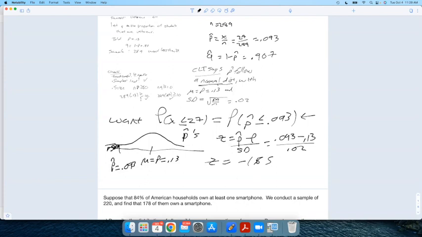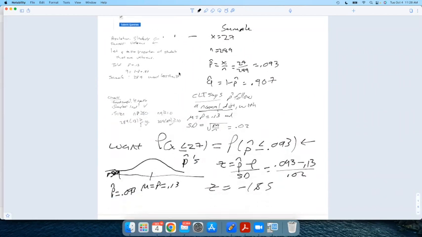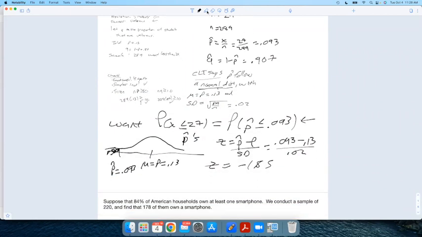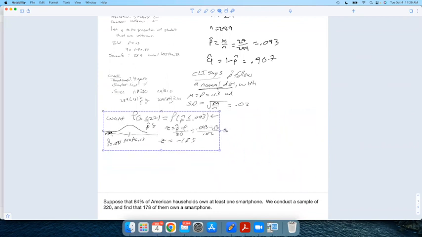What that says is this sample that they're talking about is 1.85 standard deviations below the mean. So it's not unheard of, but it's a little far below average. If we did an infinite number of samples, on average we would get 13% of the sample being veterans.